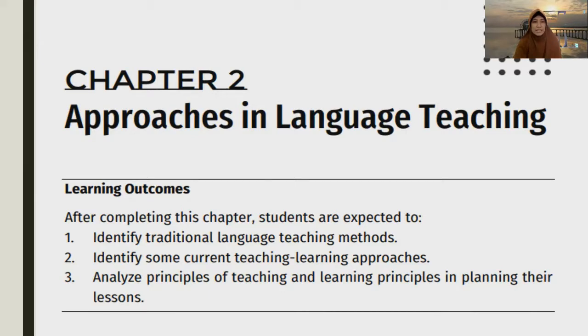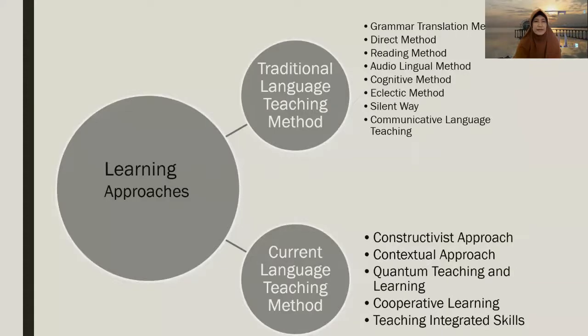after completing this chapter, students are expected to identify traditional language teaching methods, identify some current teaching learning approaches, and analyze principles of teaching and learning in planning their lessons. Language teaching approaches are divided into two kinds. The first is traditional language teaching method and the second is current language teaching method.